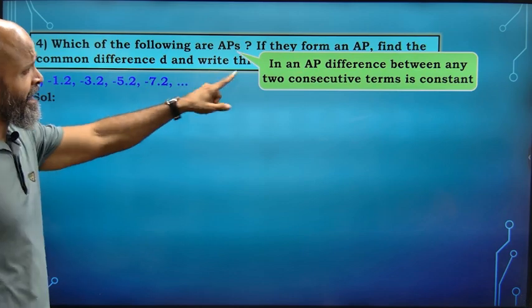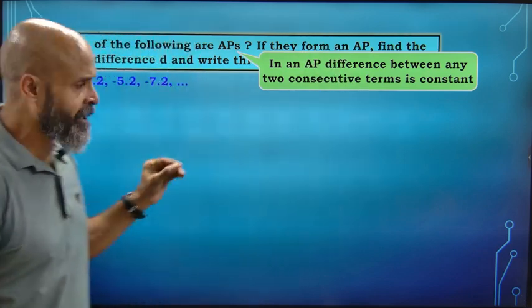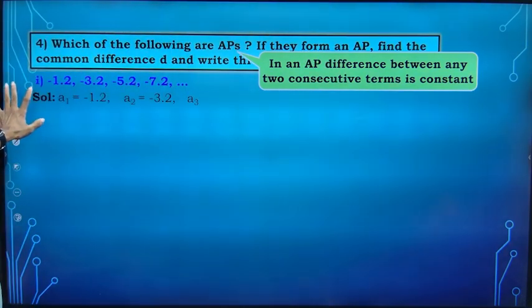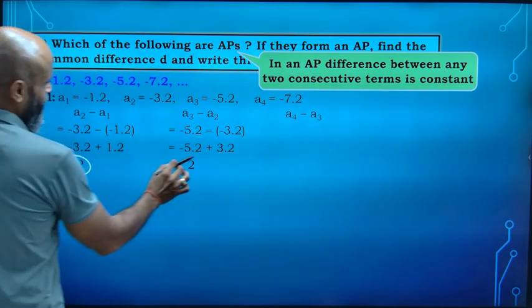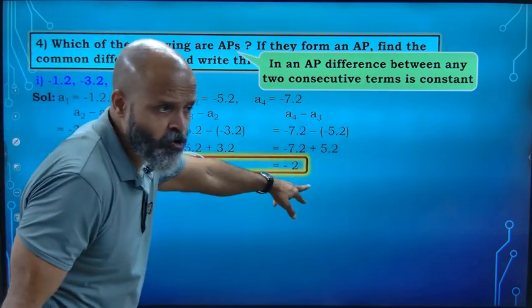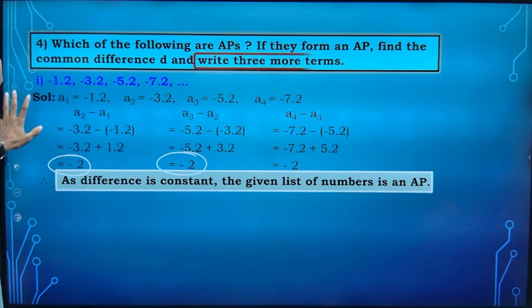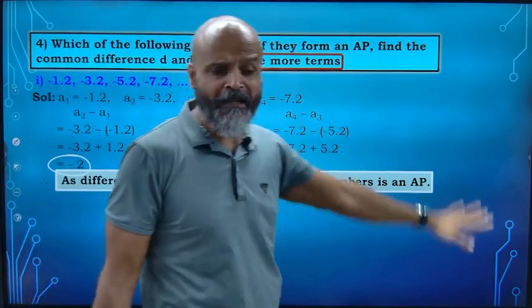So in an AP, the difference between any two consecutive terms is constant. If we get a constant consecutive difference, here also it is -2, this also is -2, a4 minus a3, this also comes out to be -2. So as the difference is constant, the given list of numbers is an AP.